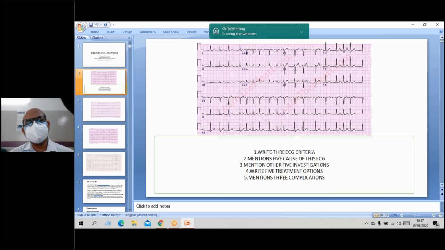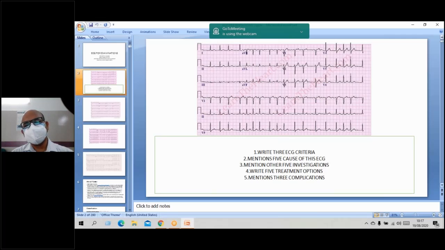Next, investigation. This is easy, and you will always write 5 investigations. In cardiology, always try to write cardiac investigations initially, then other investigations. Your ECG is already mentioned. So for other investigations, first you write chest X-ray posteroanterior view. Number two, Doppler echocardiography. Number three, cardiac catheterization with coronary angiogram. Number four, you write thyroid function test.